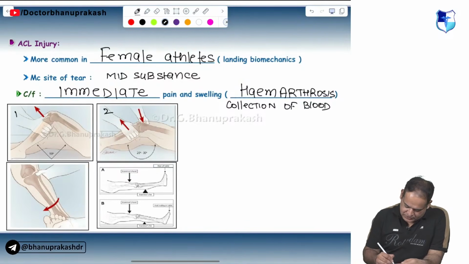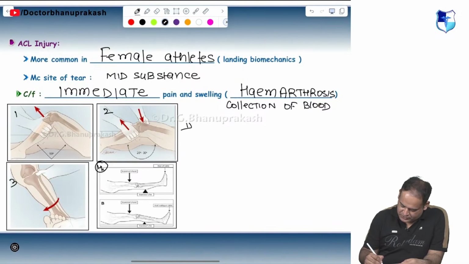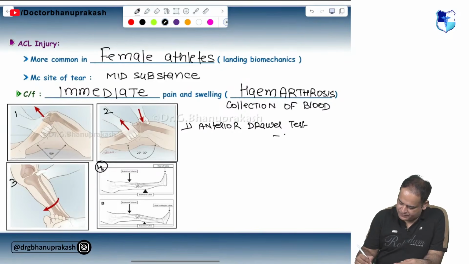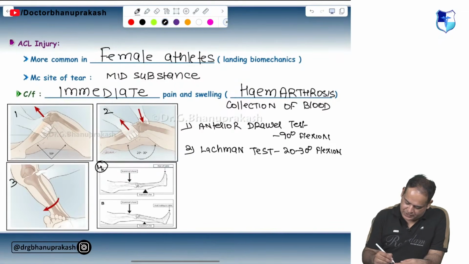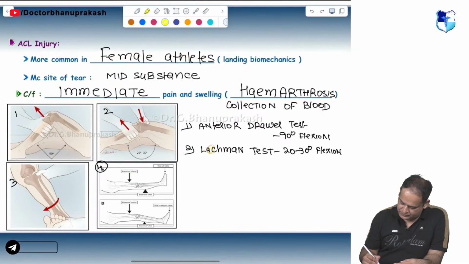So the first, second, third and fourth test. Fine. So the first test is anterior drawer test. Now this is done in 90-degree flexion. The second test is Lachman test. So this is done in 20 to 30-degree flexion.